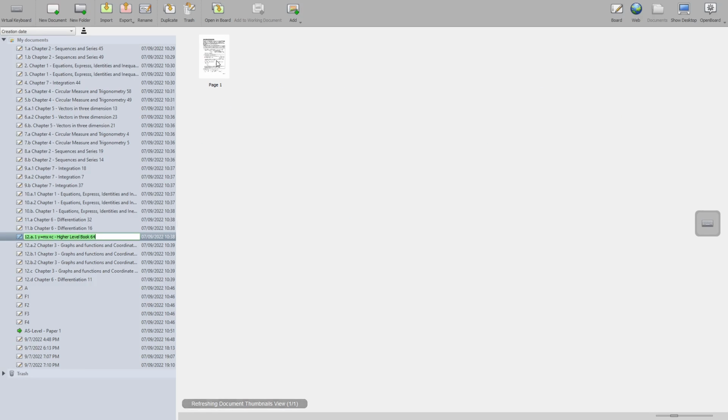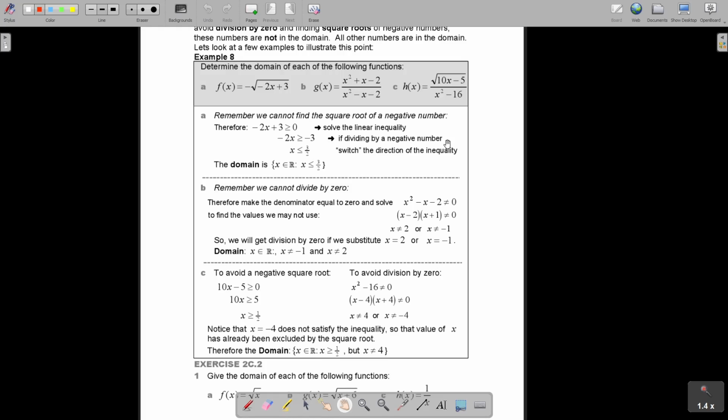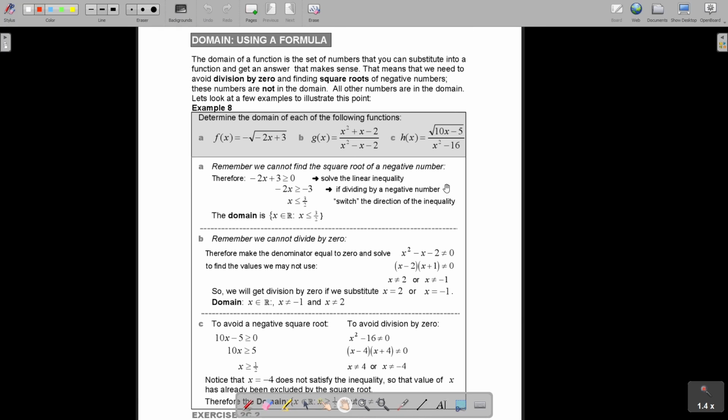That was in the old higher level book. Now, I think in this table, there are examples in the AS level book, but this table just helps you a little bit also to understand. So, how to find the domain if you just have the formula, you don't have the sketch.